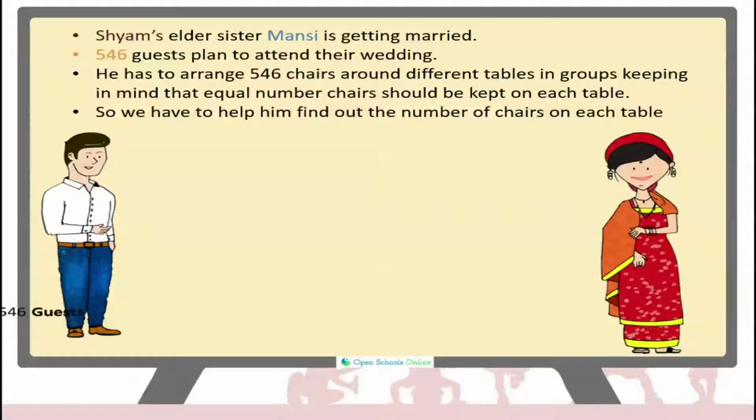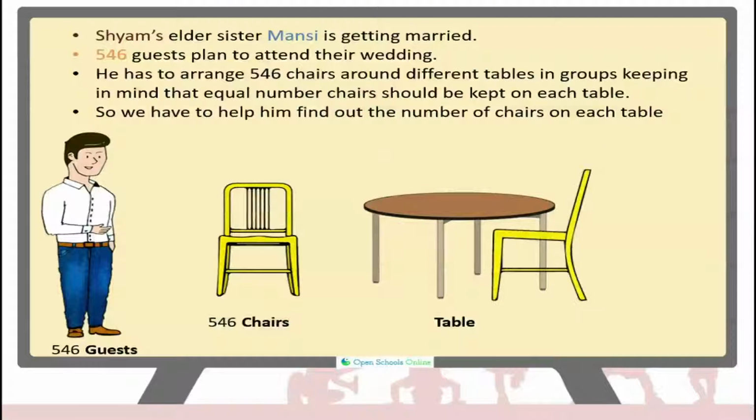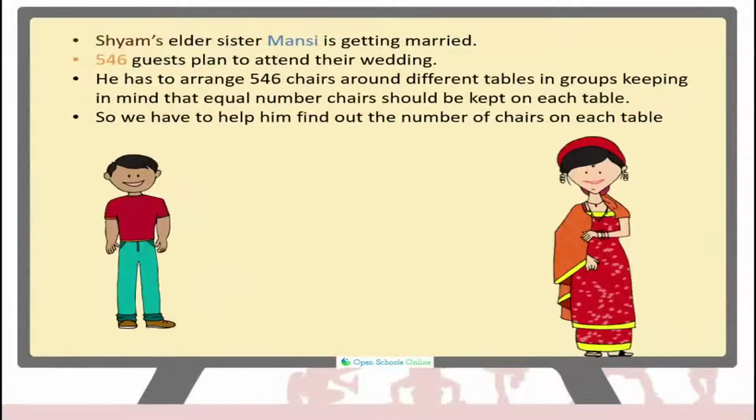We already know that 546 guests have attended the ceremony. So we are going to need 546 chairs. We have to find out how many chairs have to be kept around each table. And we also know that each table should have an equal number of chairs. If you remember, wherever we have to distribute things, we apply division. And we have just learned that whenever we have to divide fast, we can apply the rules of divisibility. So keeping this in mind, let's move ahead.